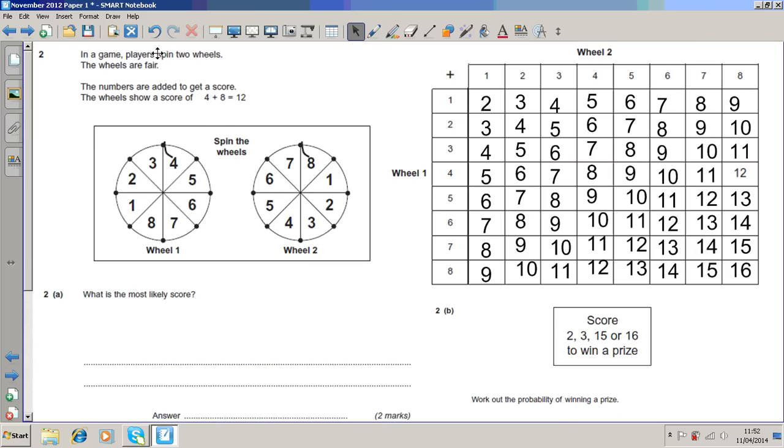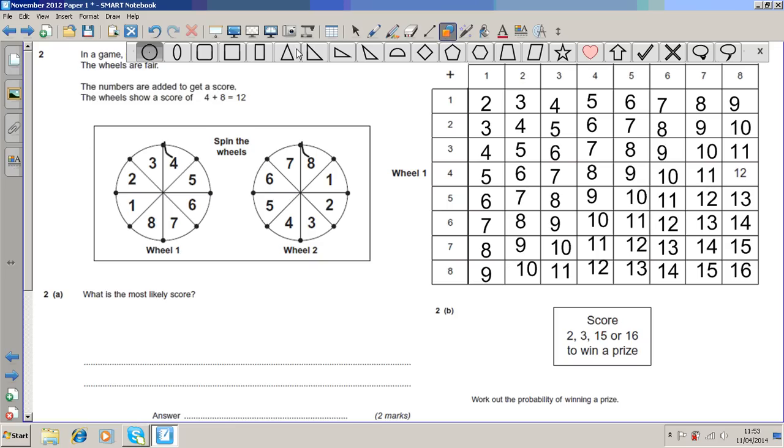Number 2. In a game, players spin 2 wheels, the wheels are fair, and the numbers are added to get the score. The wheels show a score of 4 plus 8, which is 12. They filled that one in for you. They've given you this table here, and I've filled that in, so we just add the numbers: 1 and 1 is 2, here 4 and 2 is 6, here 6 and 5 is 11, so you just add them all together, and then we've got ourselves a sample space to work with.